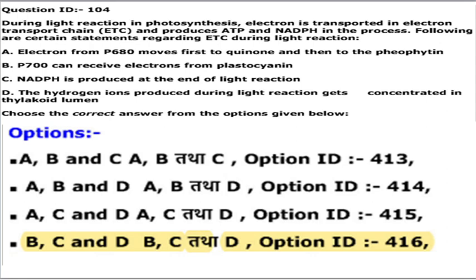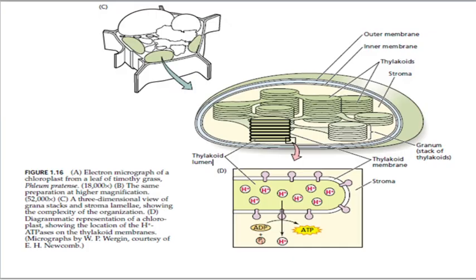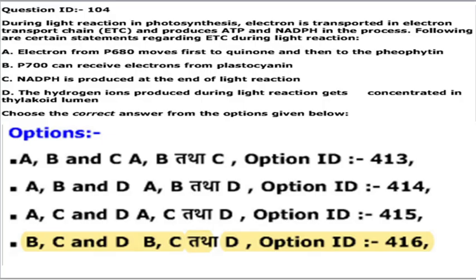Next, the hydrogen ions produced during the light reaction get concentrated in the thylakoid domain. Here the hydrogen ions will be highly concentrated in the thylakoid domain. Only when there is a necessity will these hydrogen ions come out from the thylakoid and lead to the production of ATP. So hydrogen ions, that is protons, will be highly concentrated in the lumen of the thylakoid. So options B, C, D are correct.